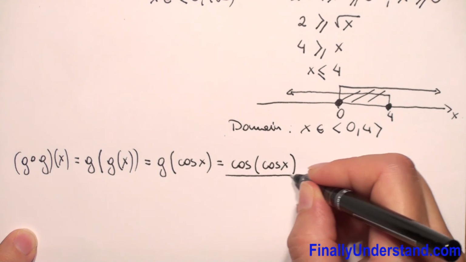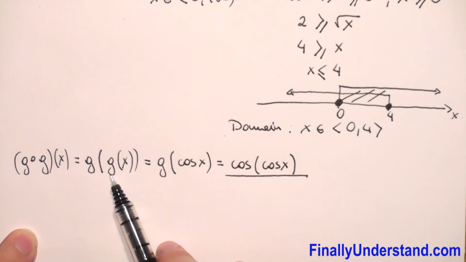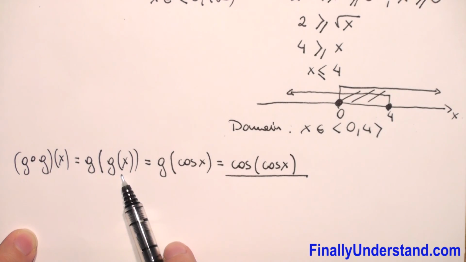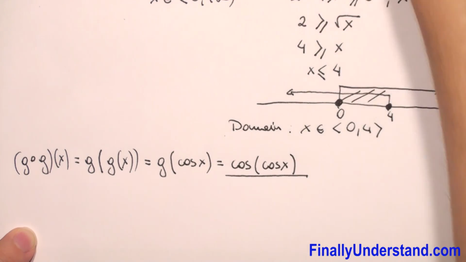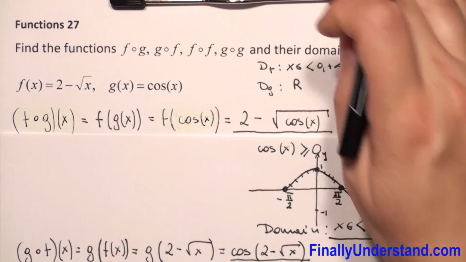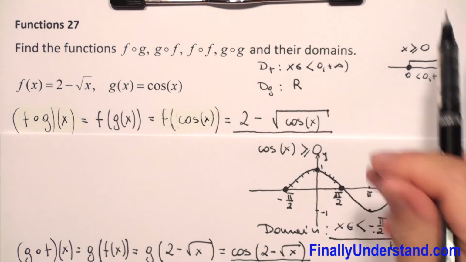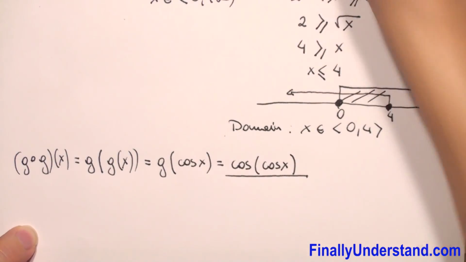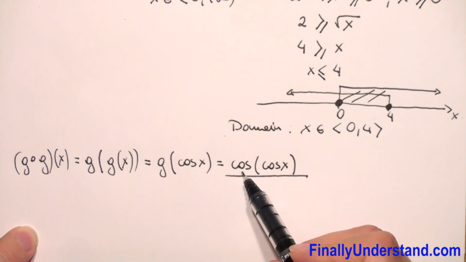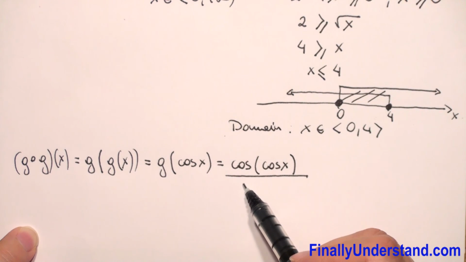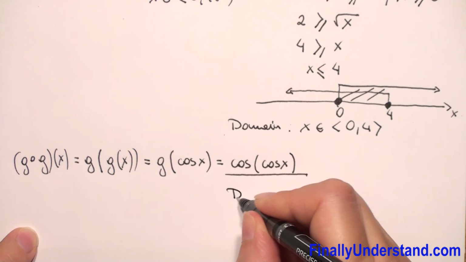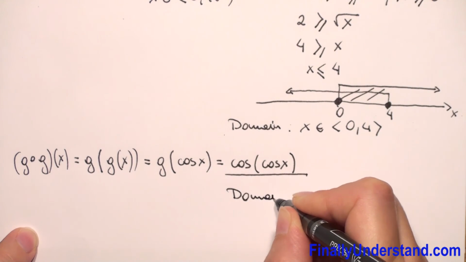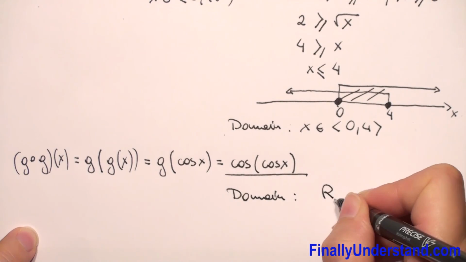So now we have to find the domain. We have g of x, so we have to check the domain of g function. The domain of g function is all real numbers. And what we have here, we have cosine again. And the domain of cosine is all real numbers. We can calculate cosine for all real numbers. So the domain of our g of g function will be all real numbers.